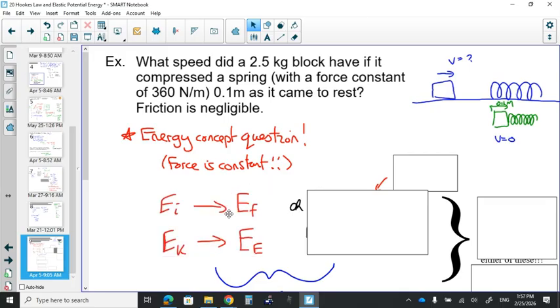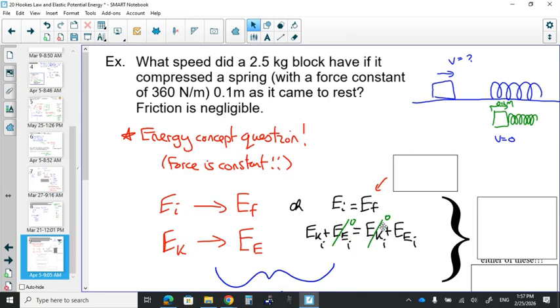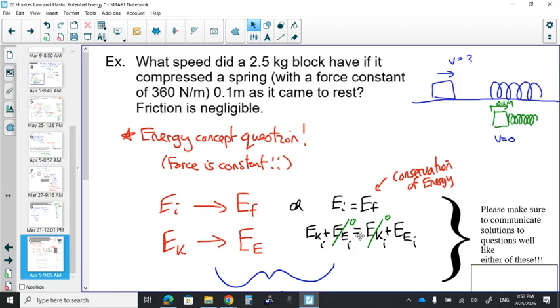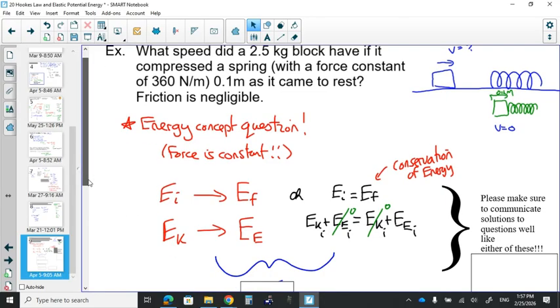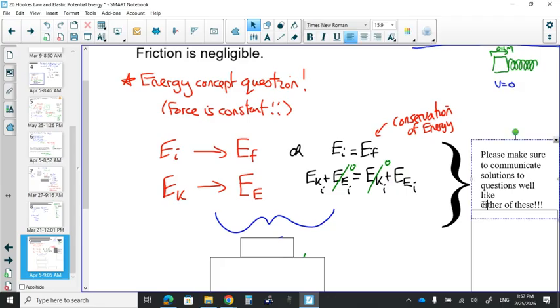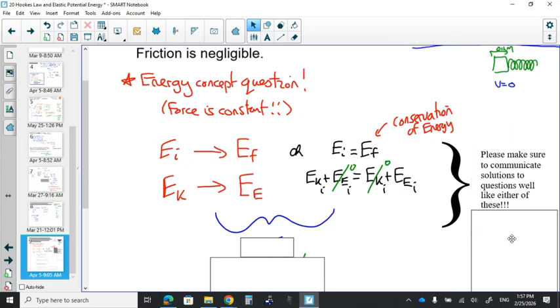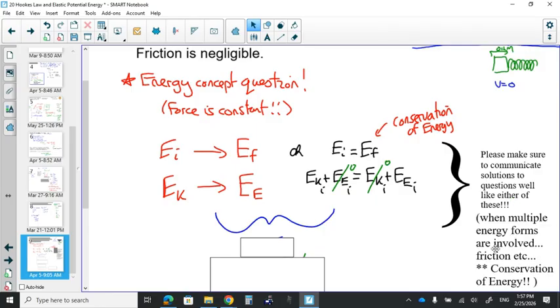The energy concepts are, of course, that whatever the initial form of energy is transfers to the final form. So you could think of it as kinetic transferring to elastic potential. Or we could look at the idea that the energy is the same all the time in the entire system, and that's your conservation of energy way of looking at things. Either one of those is fine. Please make sure to communicate your solutions well, like either of these. If there are multiple forms of energy involved, and you're including friction and other forms, you'll find the conservation of energy one a little easier to keep track of.